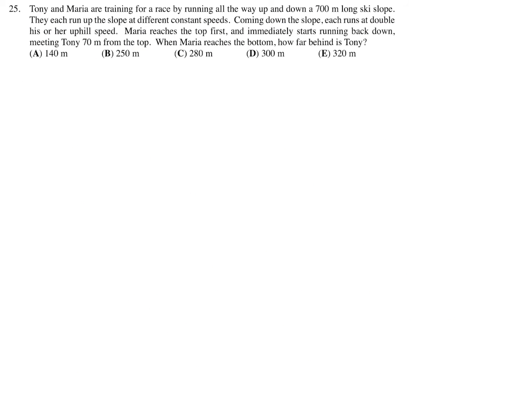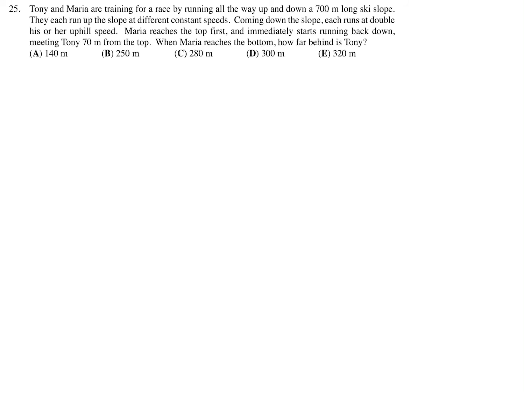Tony and Maria are training for a race by running all the way up and down a 700 meters long ski slope. They each run up the slope at different constant speeds. Coming down the slope, each runs at double his or her uphill speed. Maria reaches the top first and immediately starts running back down, meeting Tony 70 meters from the top. When Maria reaches the bottom, how far behind is Tony?